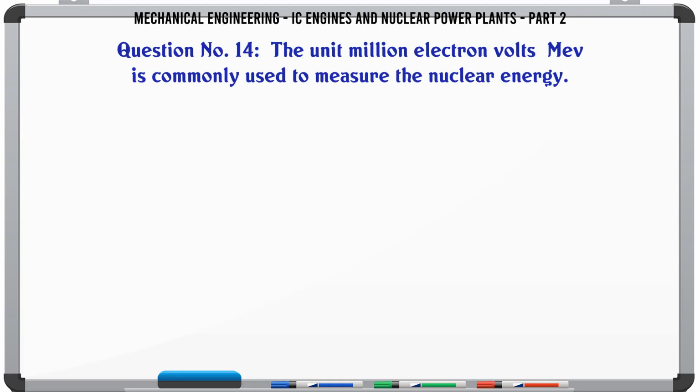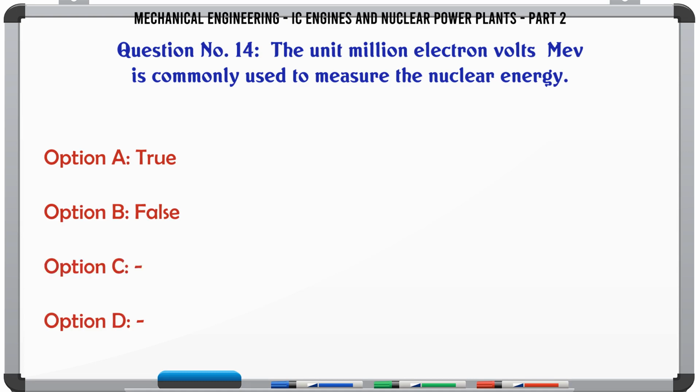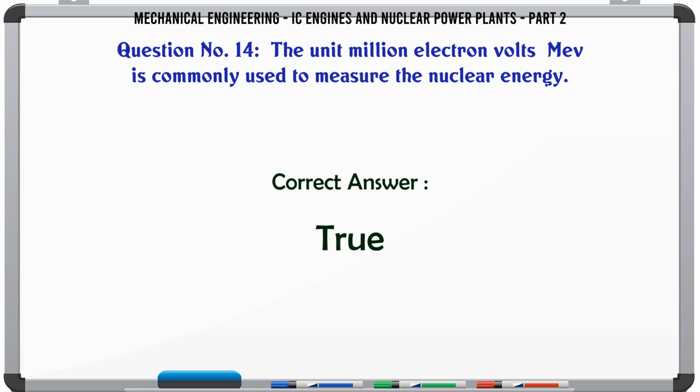The unit million electron volts, MeV, is commonly used to measure the nuclear energy. A. True. B. False. The correct answer is true.